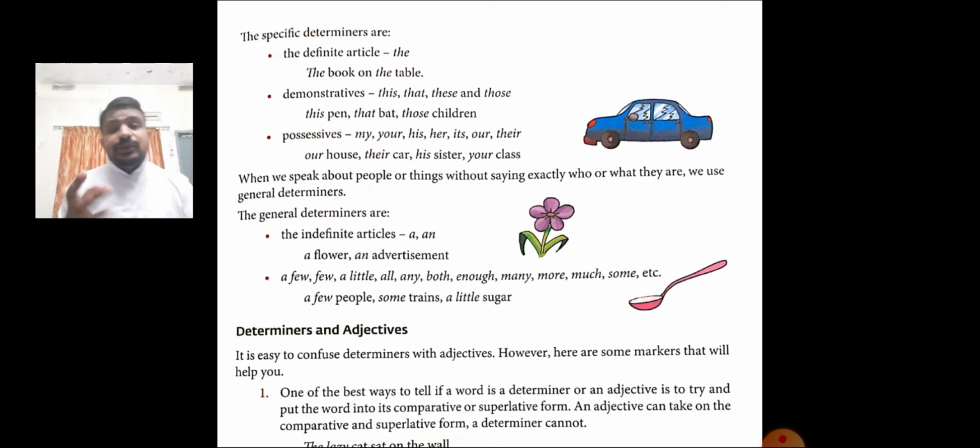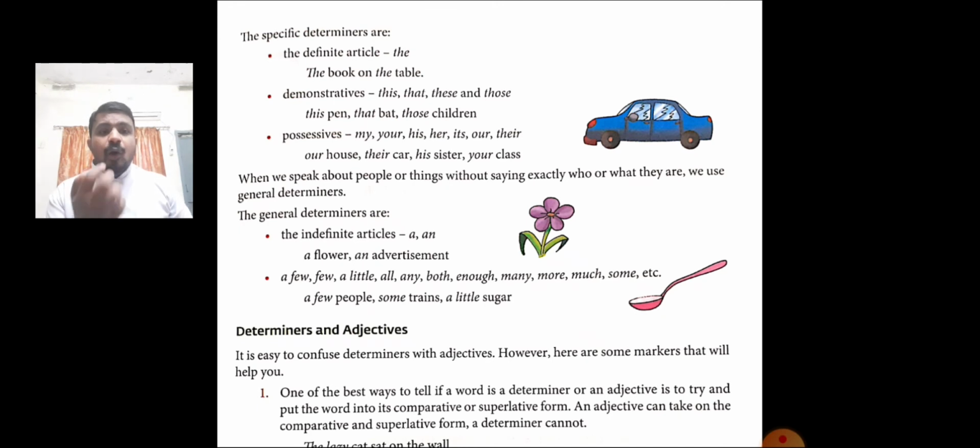Now, general determiners mean that we are not telling what exactly it is, but we are using some general words to point out. For example, the indefinite articles a or an, a flower, an advertisement. I saw an advertisement yesterday. It can be any advertisement. I saw the advertisement yesterday about a washing powder. I'm specifying it. So that's the difference between using the general determiner and the specific determiner.